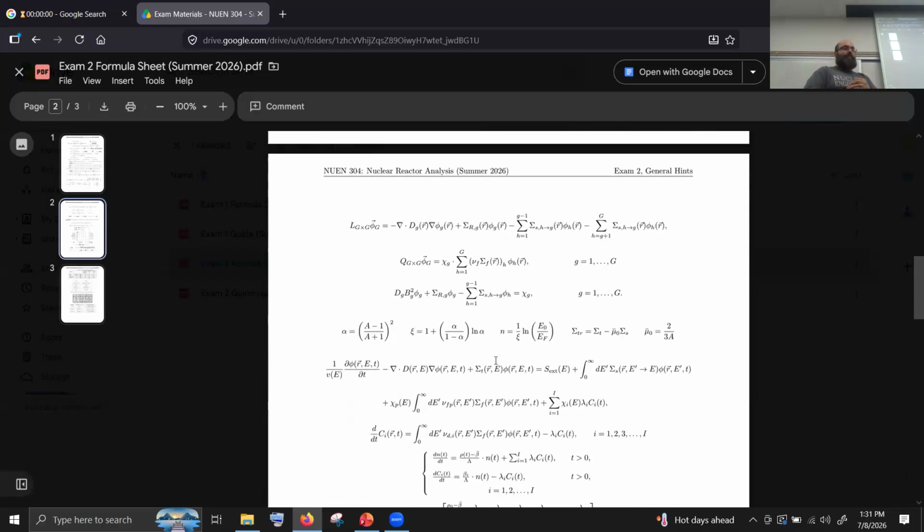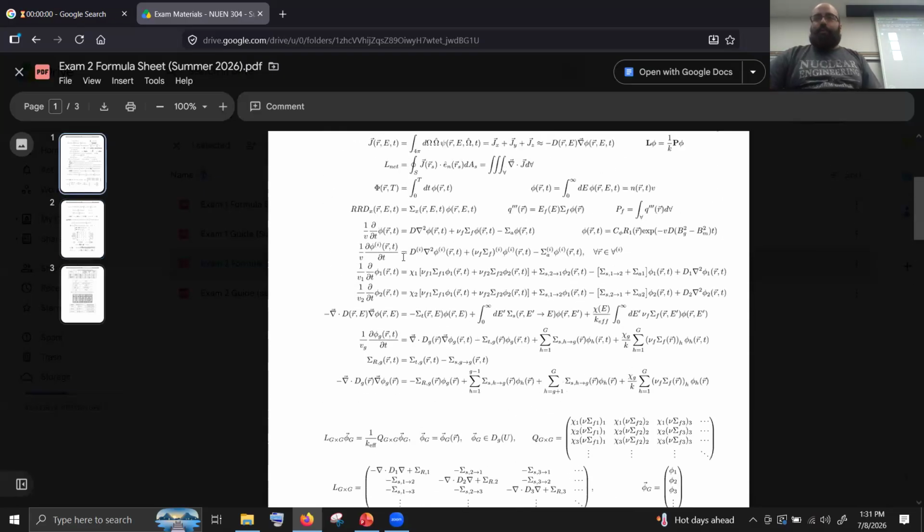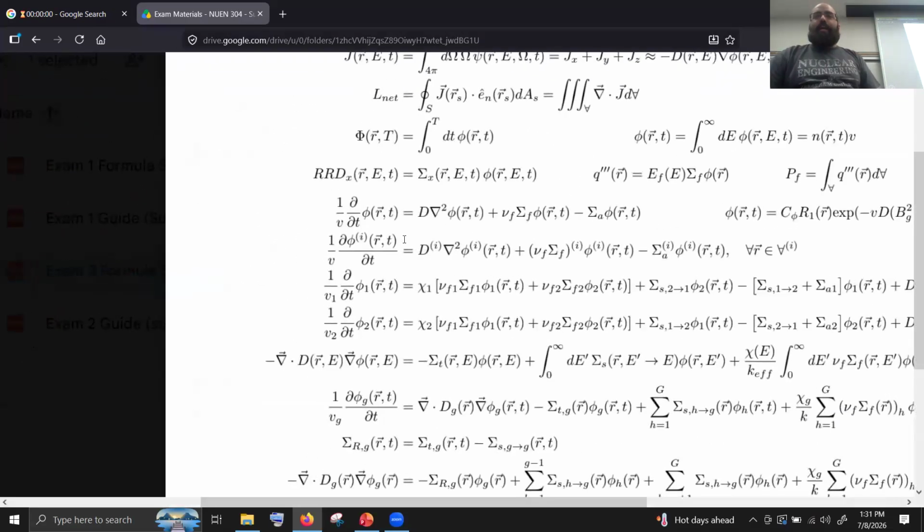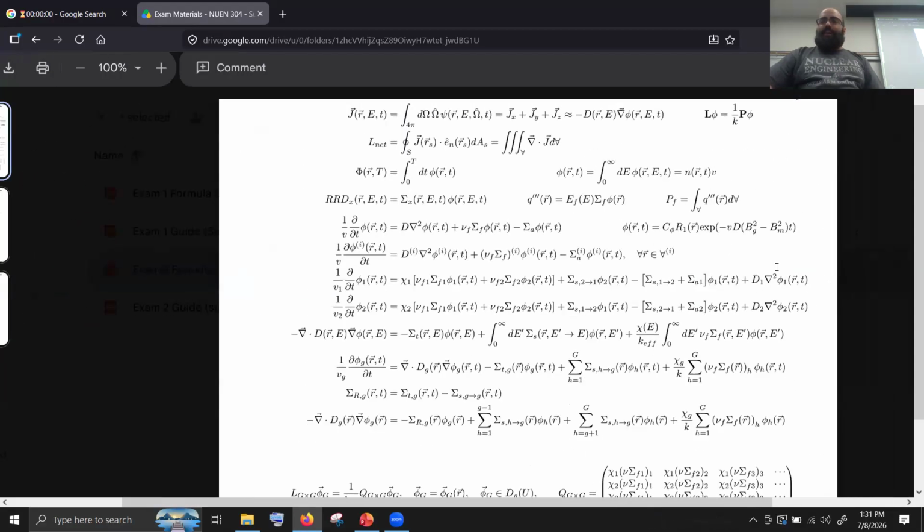Did you fix that typo on this one? Yeah, I did fix the typo. So now that equal sign is where it's supposed to be, and all of these terms on the right-hand side of the equation have the appropriate signs. So yeah, I did fix that.